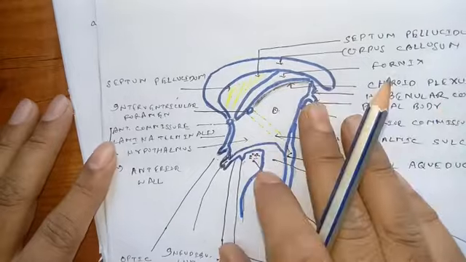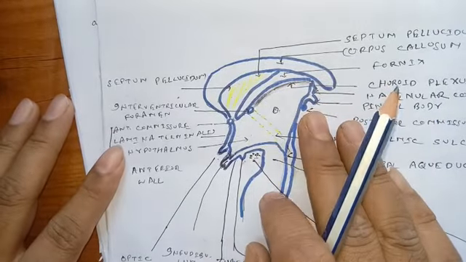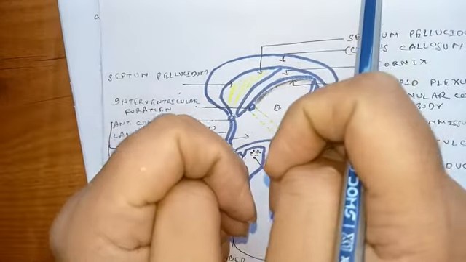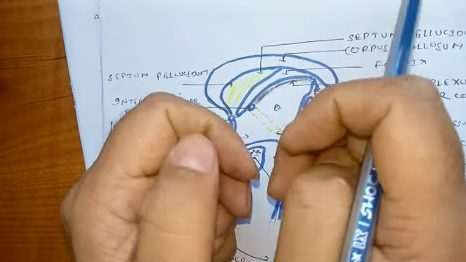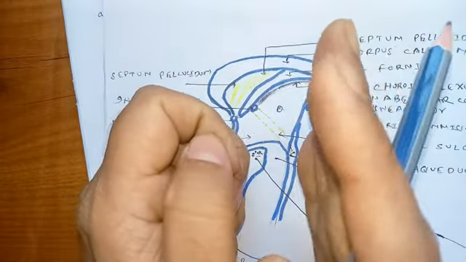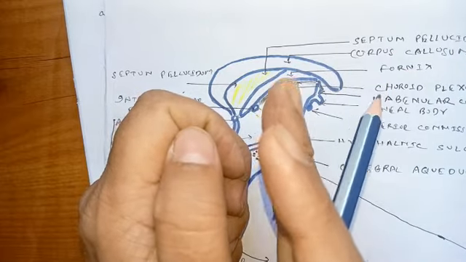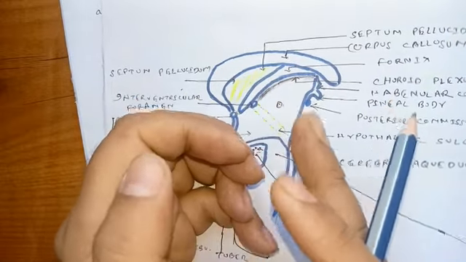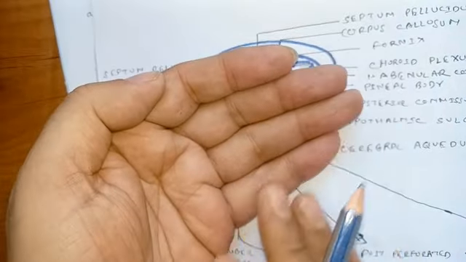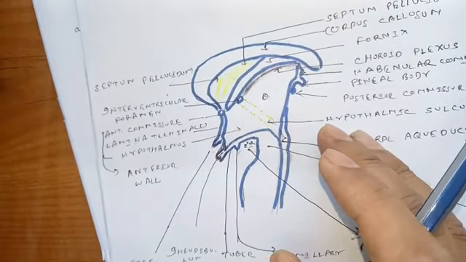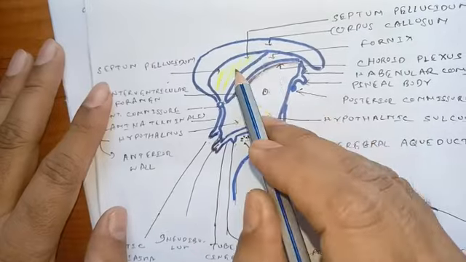This is the diagram of the sagittal section of the cerebral hemisphere. The third ventricle is situated in between the two thalami, and both cerebral hemispheres are connected by the corpus callosum. We take the sagittal section along the corpus callosum, and we see the sagittal section of the cerebral hemisphere, in which we see the corpus callosum.